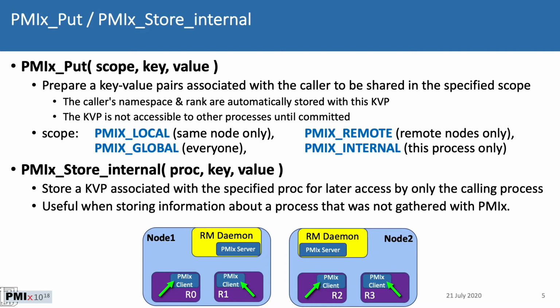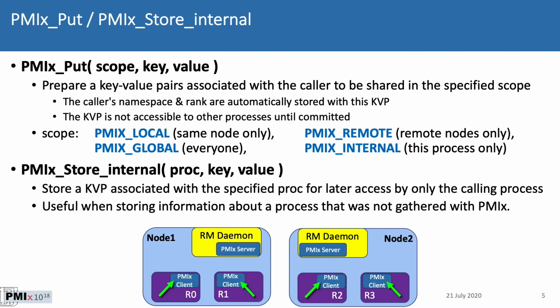The key value pairs are not accessible until they're committed. This allows a PMIx implementation to make the put operation really fast, as it's potentially just storing to a local scratch space. The scope argument is important, particularly during the business card exchange, since some information, such as a local shared memory segment location, is only meaningful to other processes on the same node. So you'd use the PMIx local scope there. Whereas other information, such as, say, TCP or IP network addresses, is only meaningful to processes not on the same node. So you maybe use the PMIx remote scope here.